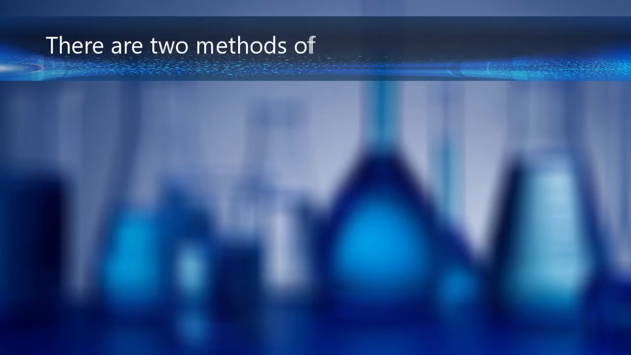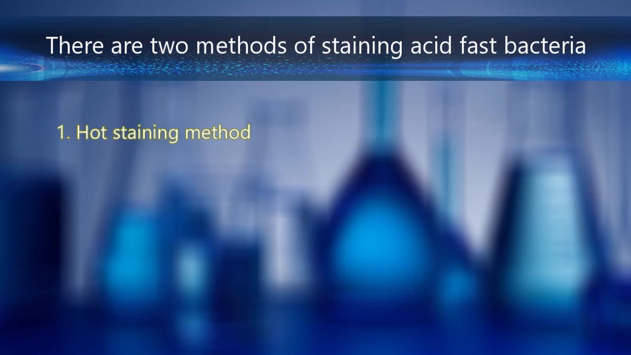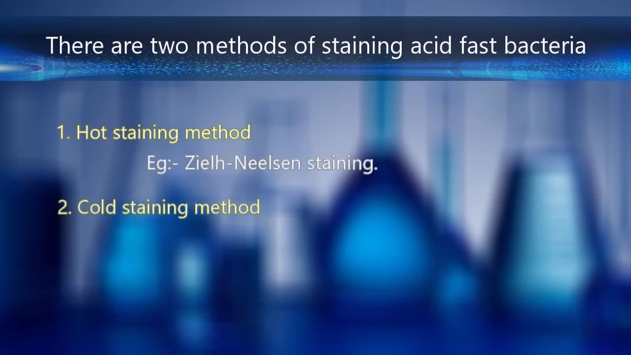There are two methods of staining acid-fast bacteria. One, hot staining method, example, Ziehl-Neelsen staining. Second, cold staining method, example, Kinyoun staining.